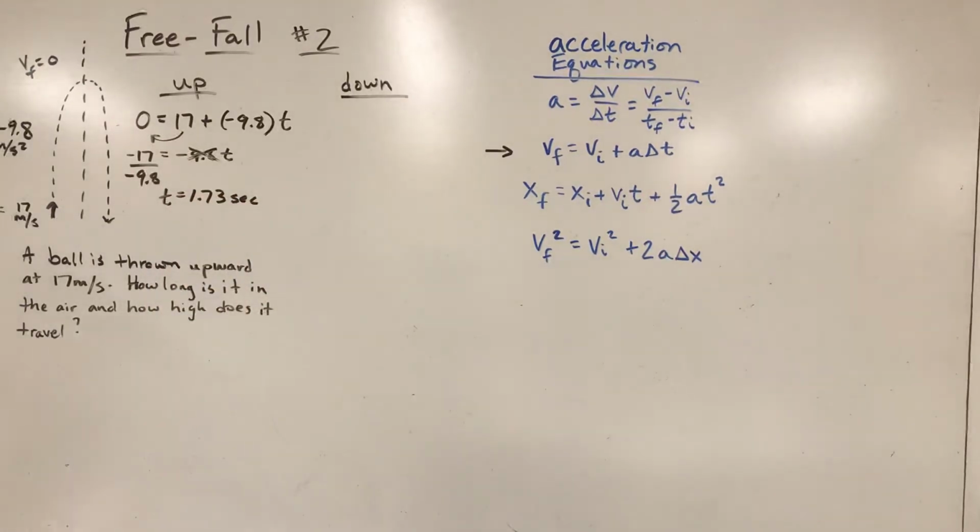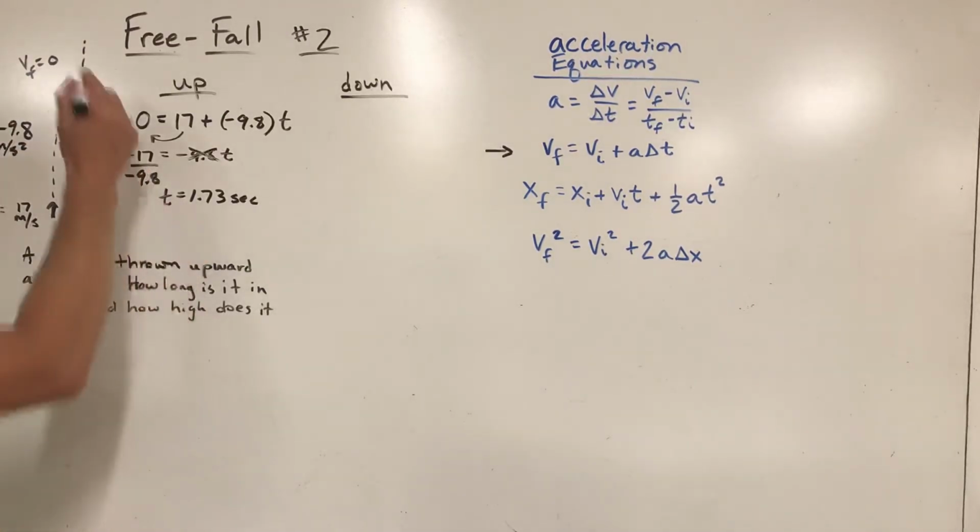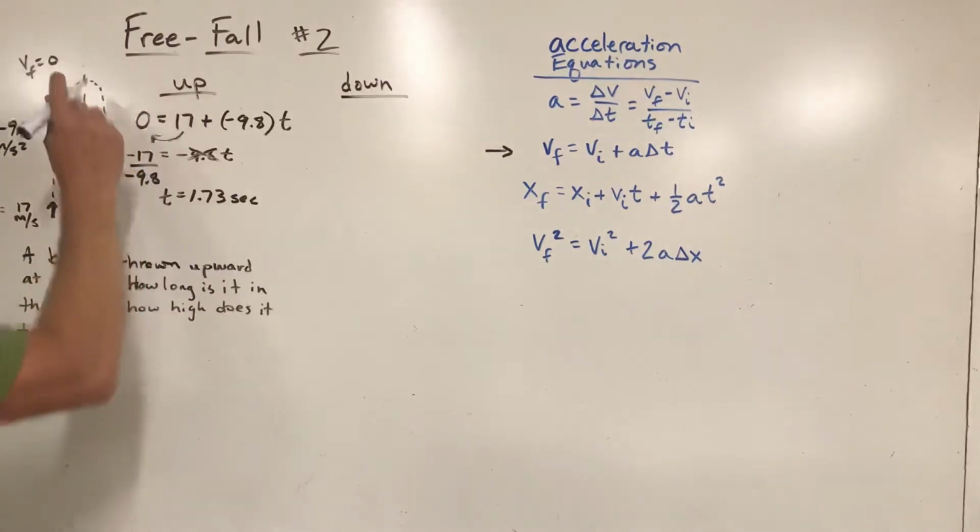Now, let's think about what that really means. That's 1.73 seconds to get from here to the point where it had no velocity, which would be the top of the path. So it's not the entire time it's in the air, it's actually the half time. So I'm going to label this in here just to make it easier to keep track of.